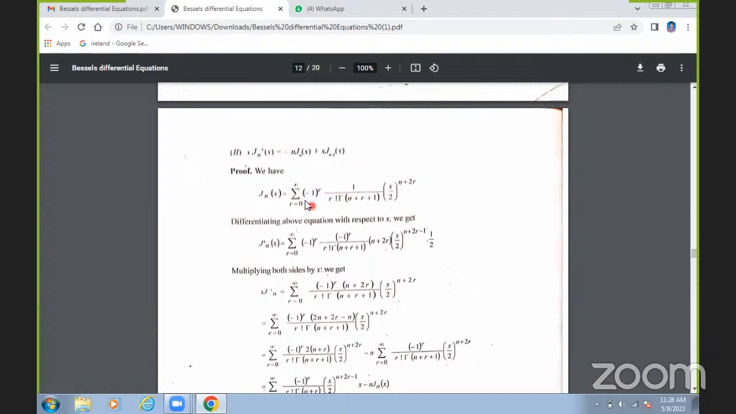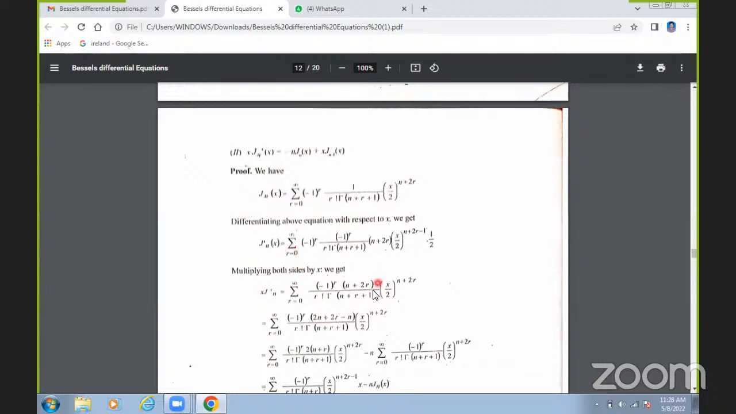So whatever we have, the equation is summation of r equal to 0 to infinity of (-1) to the power of r, and so that is the first differential equation we have. Now again, as we did the differentiation previously, the same we are going to do, the differentiation with respect to x, and we'll get this equation.